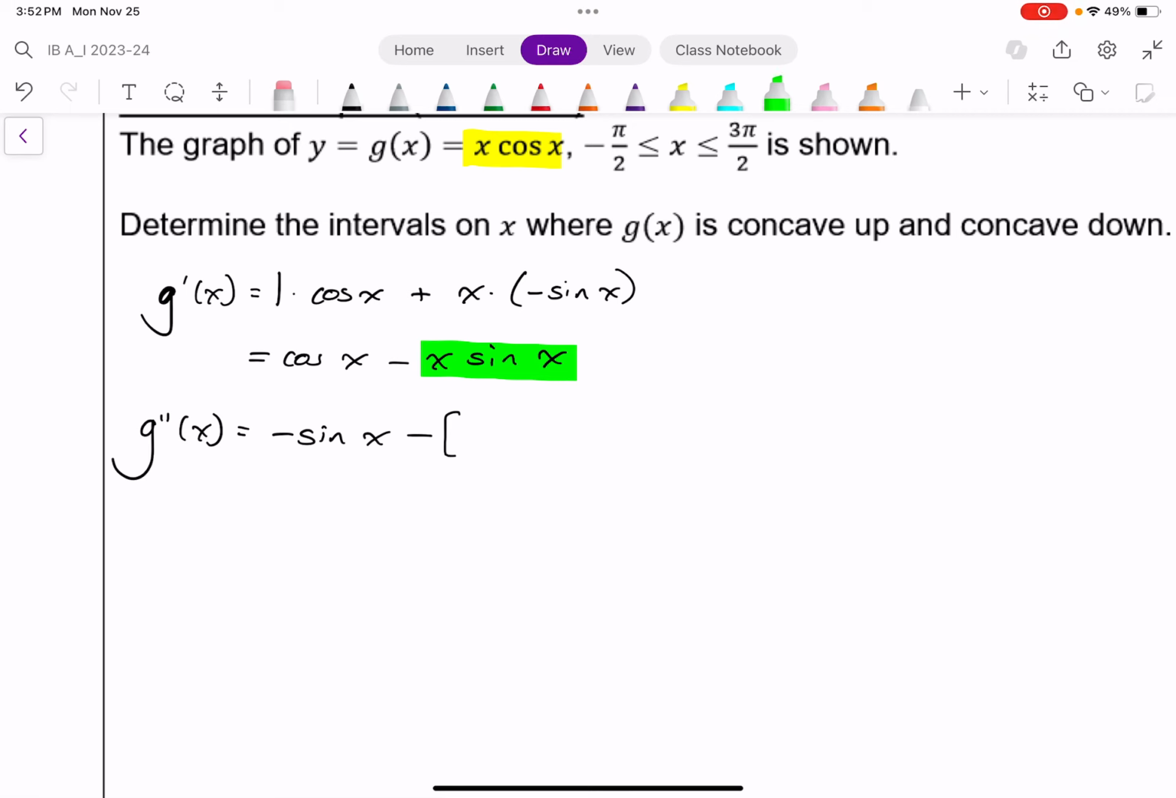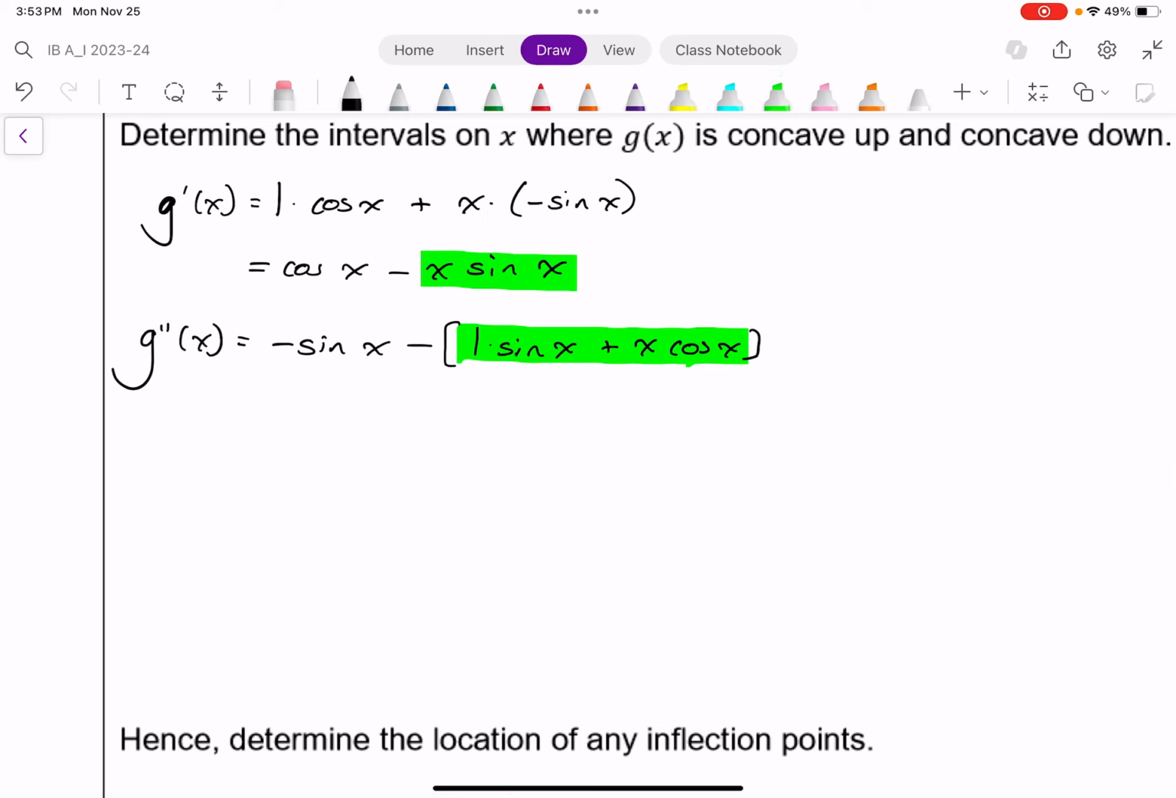Differentiating this part requires the product rule, because I have a product of x times the sine of x. The derivative of x is 1 times the sine x left alone, plus the other way around, x times the derivative of sine x, which is cos x. But all this was being subtracted.